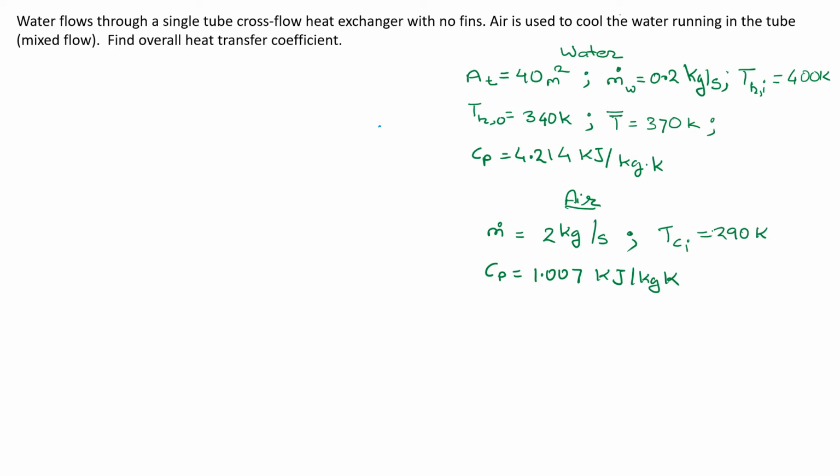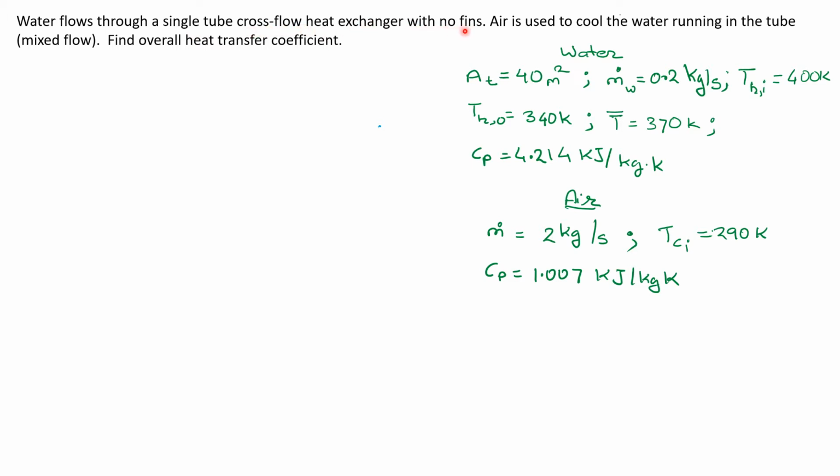Okay, so let's look at another example for chapter 11. In this particular example, we have a cross flow heat exchanger and not a counter flow or a parallel flow heat exchanger. The question says that water flows through a single tube cross flow heat exchanger. Single tube means it's a single pass, and we have cross flow with no fins.